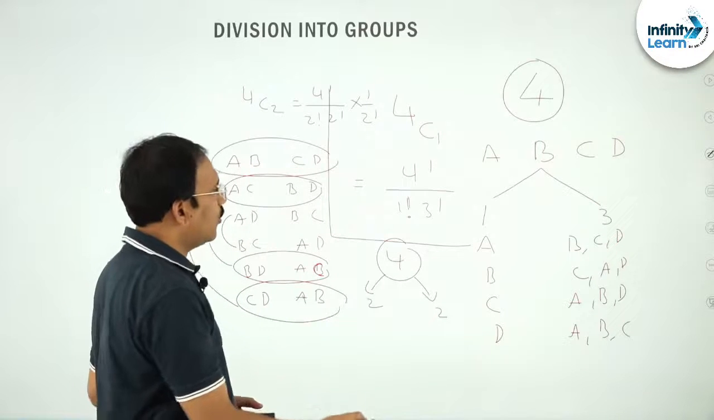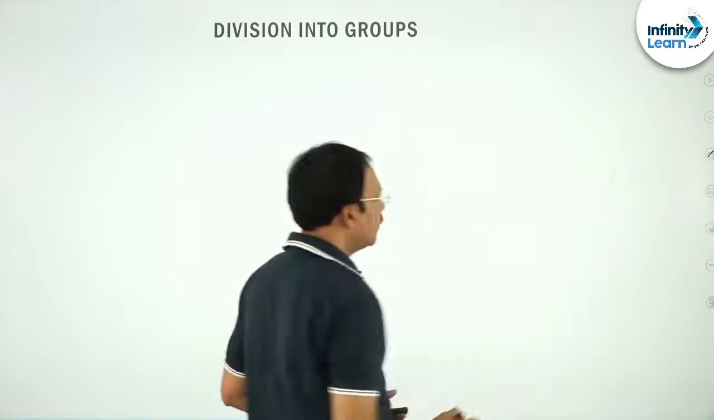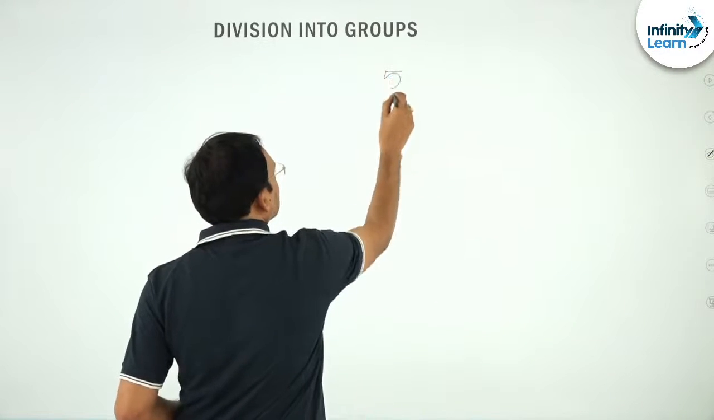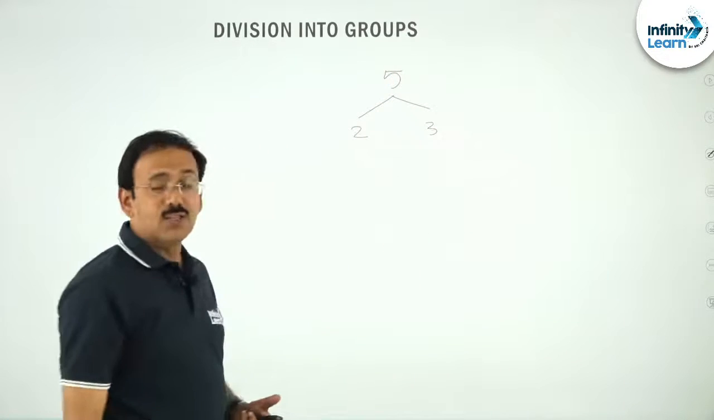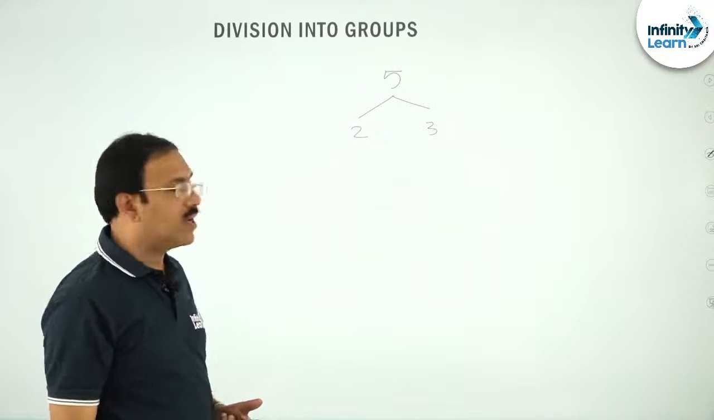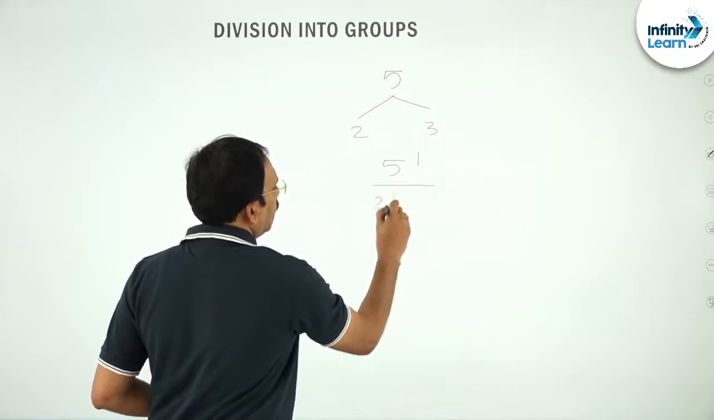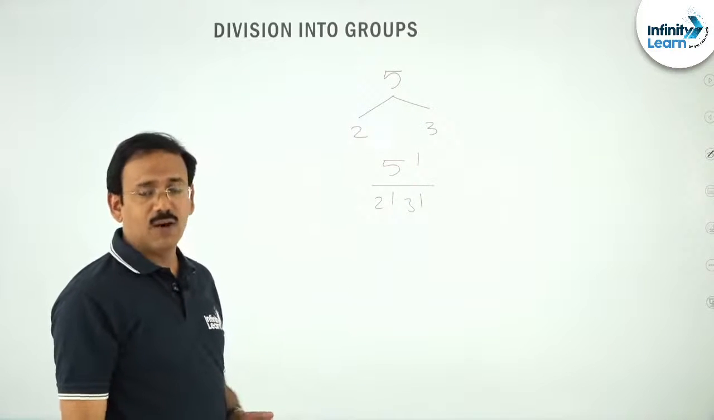So my dear students, in this particular case, if you want to divide 5 items into 2 groups having 2 and 3, in how many ways can you divide? The answer is simple: 5 factorial by 2 factorial into 3 factorial, which is nothing but 5C2 or 5C3.